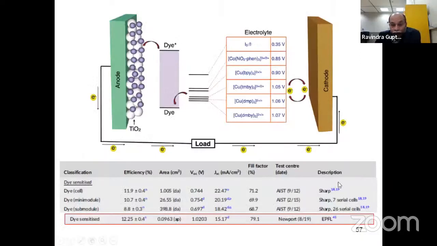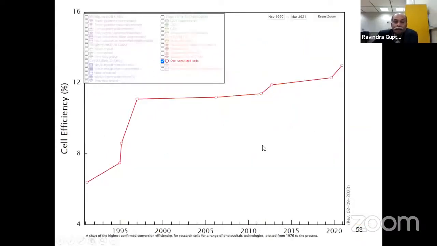And here you can see the efficiency. For the dye-sensitized solar cell, the highest reported value is 11.9. It is from the company Soud. And when we go for the mini module, which has 26 centimeters square, it is nearly 11%, good. And when we go for the mini submodule, it is almost 400 centimeters square, it is less. And from the EPFL, they have reported 12.25%. So these are the values, and here this is the trend.